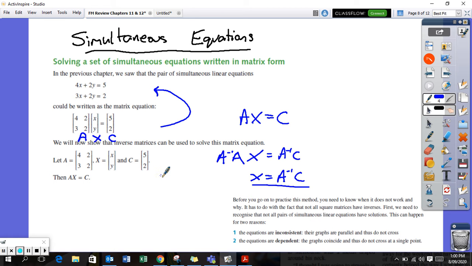Okay, so where were we? Where was that question with those numbers? If we did that, here we end up with X equals 3, negative 3.5.